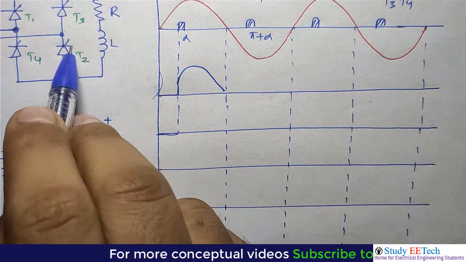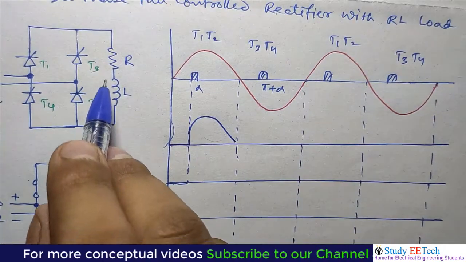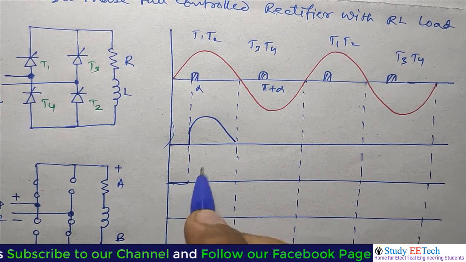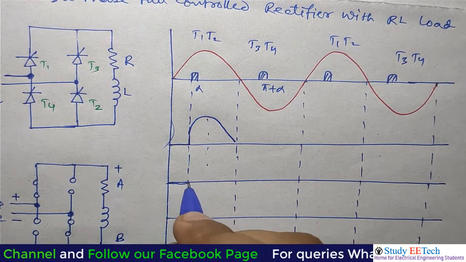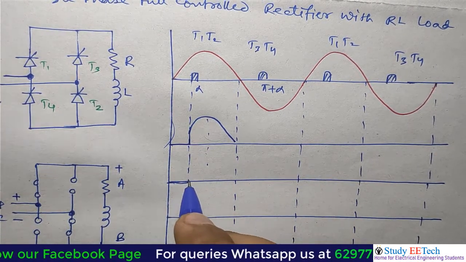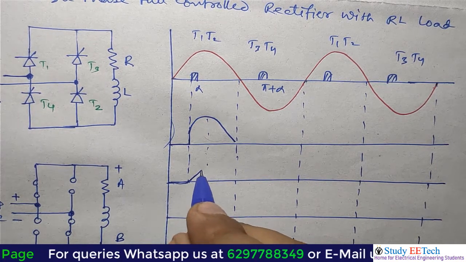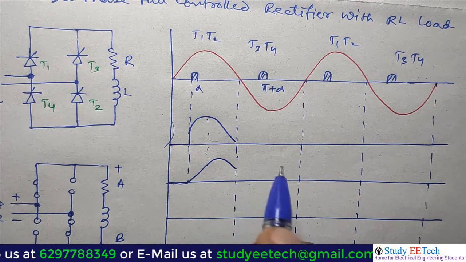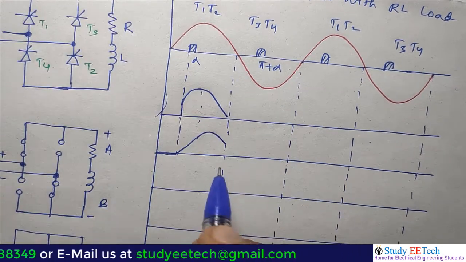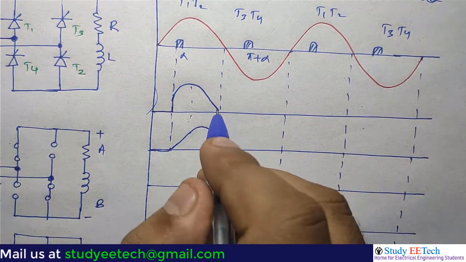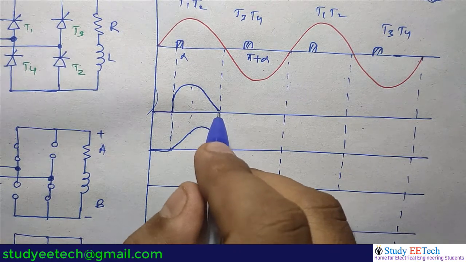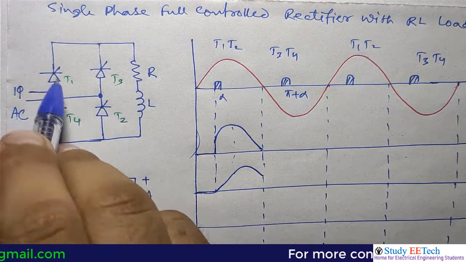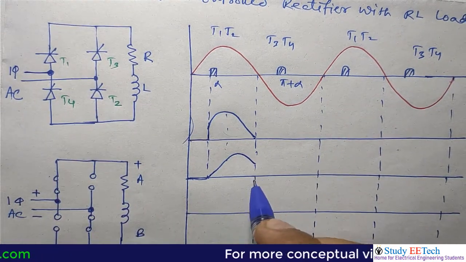And we know here, because the inductance is present in the load side, current will be delayed by phase. So here the current will be, let us say, something like this. Now we cannot say at this point pi is reached, T1, T2 is off like the previous video, because here the current is not 0.